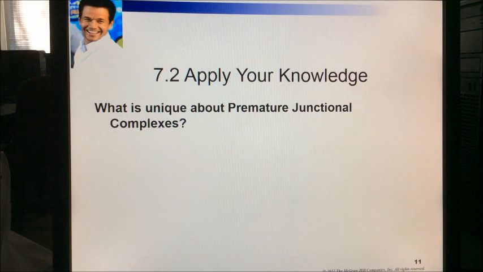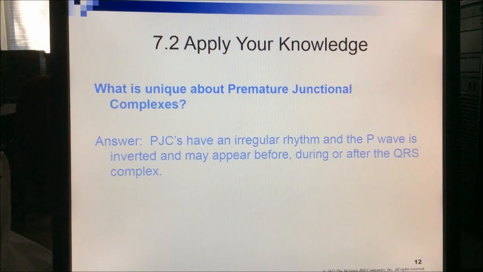All right, so tell me, what is unique about the premature junctional complexes? Well, first, the rhythm could be regular, but it may also be irregular. And how's that P wave? It's going to be upside down, negative, or inverted, and very close to the QRS complex, so you won't have much of a PR interval. So with the premature junctional complex, we had one or a couple of beats that were starting in the AV node rather than the SA node.